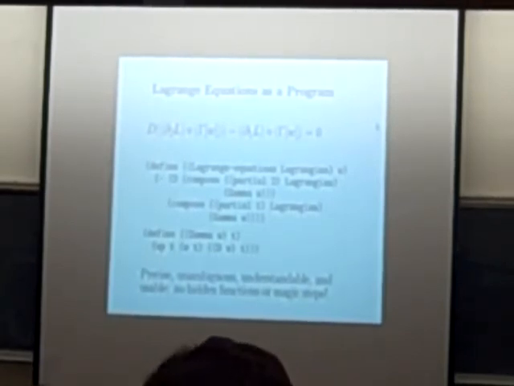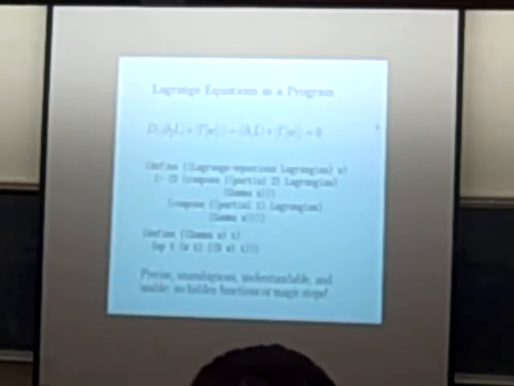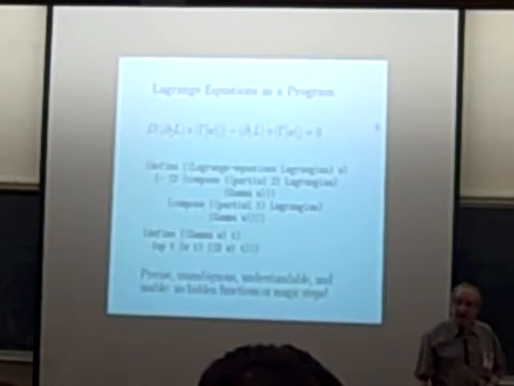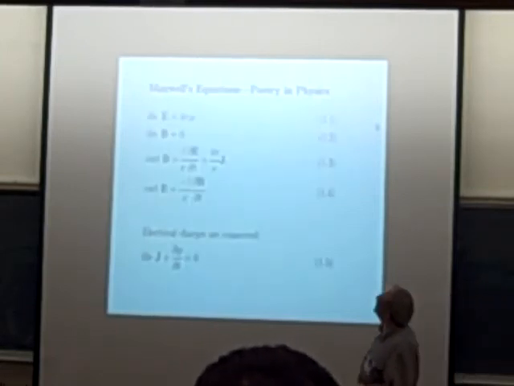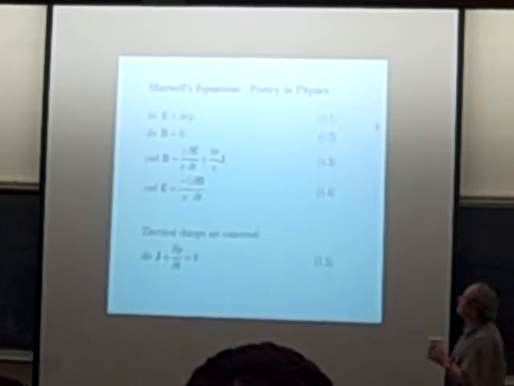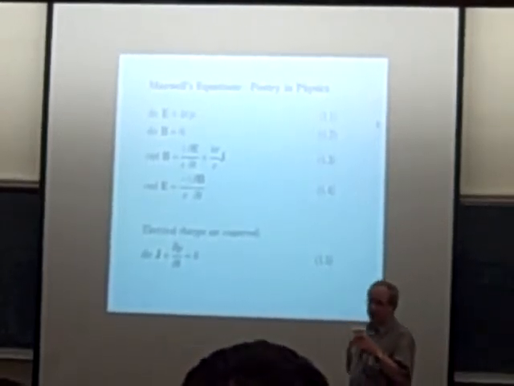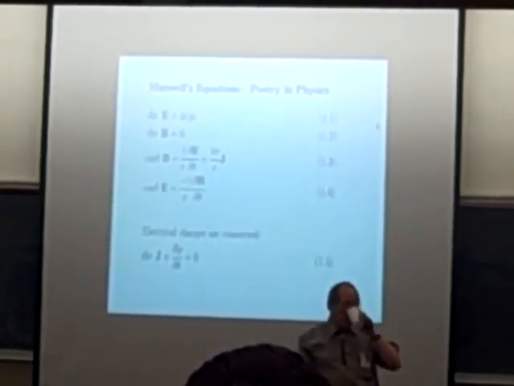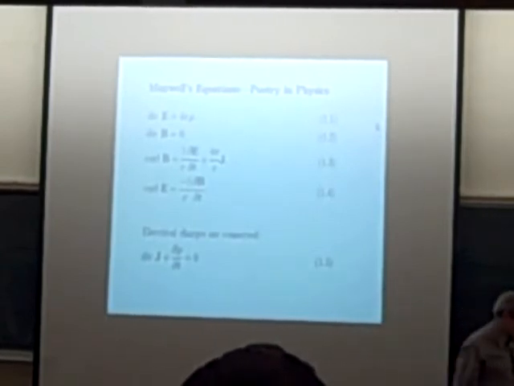Now I'd like to show you some poetry. There's some of the most beautiful stuff ever invented. And here's, this is Mr. Maxwell's equations for electromagnetic radiation in free space with charges and currents. This is telling us a story.